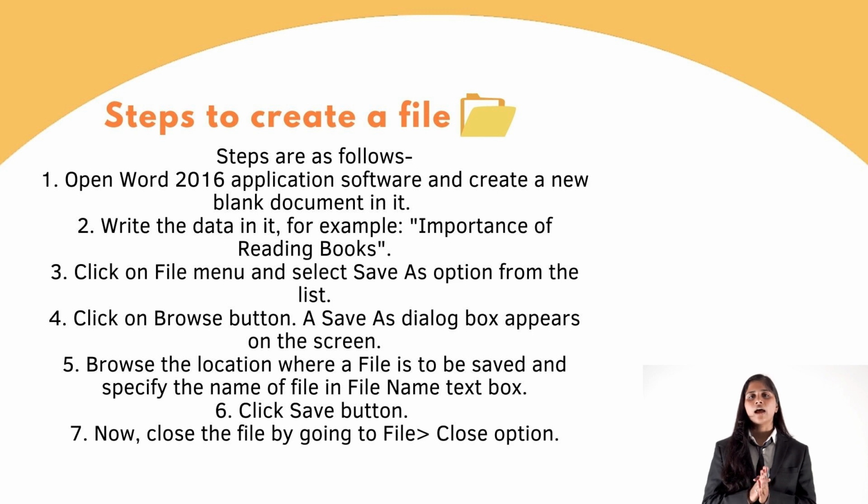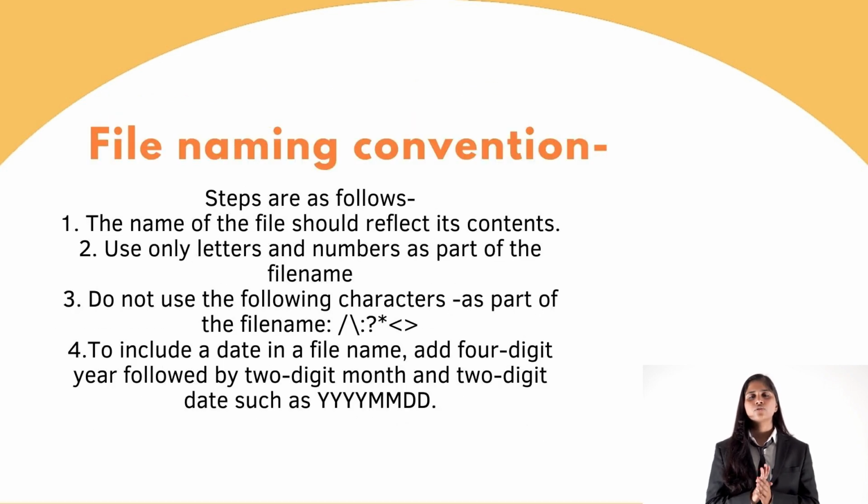Coming to the next part, after saving the file, you have to name the file. So for naming file or file naming convention, there are some steps which we have to follow. So first step is the name of the file should reflect its content. Whatever content there is, the name of the file should reflect that. Secondly, use only letters and numbers as part of the file name. Third, do not use special characters as part of the file name, like hashtag and all. Fourth, to include a date in a file name, add 4-digit year followed by 2-digit month and 2-digit date such as YYYY, MM and DD.